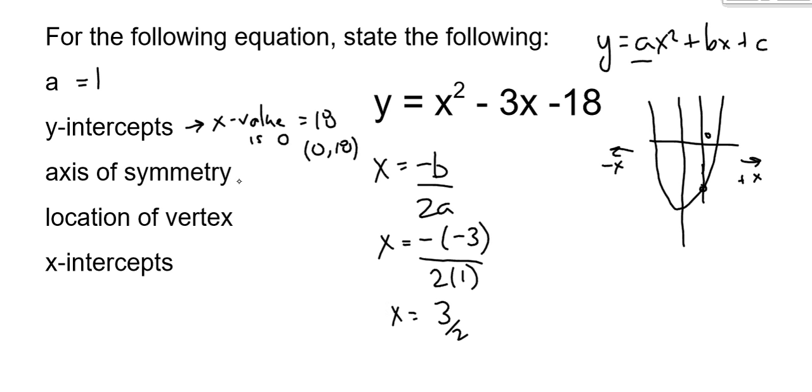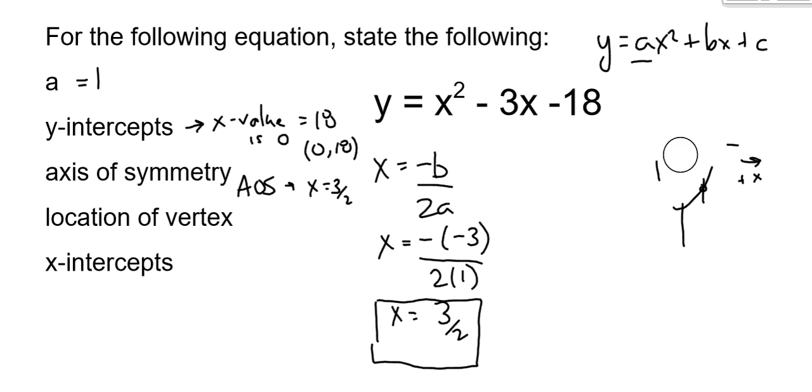So the axis of symmetry is this right here. That's the x value, and it's a line that goes completely at 3 over 2. So axis of symmetry. Sometimes we simplify: axis of symmetry is x equal to 3 over 2. And that might not match this graph here. This is just an explanation. So I'm going to erase that one. So that's my axis of symmetry.